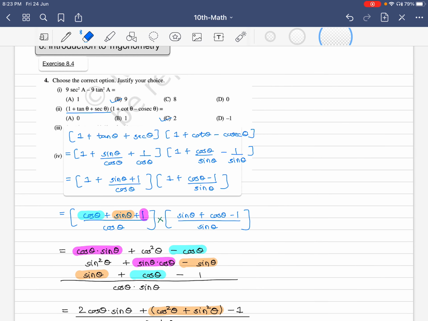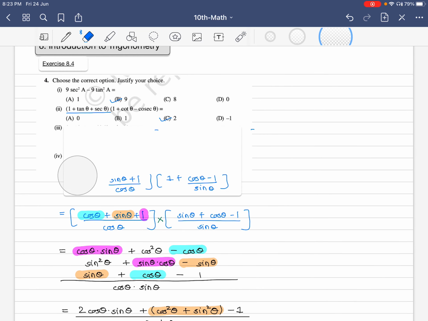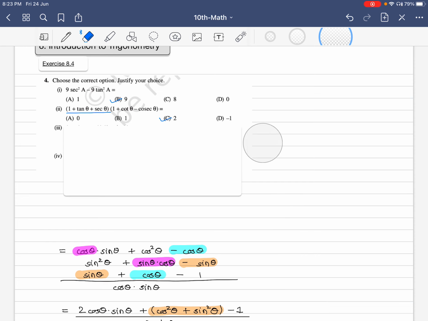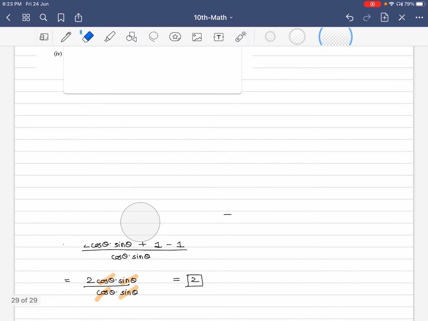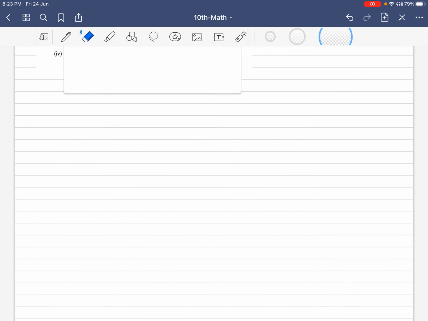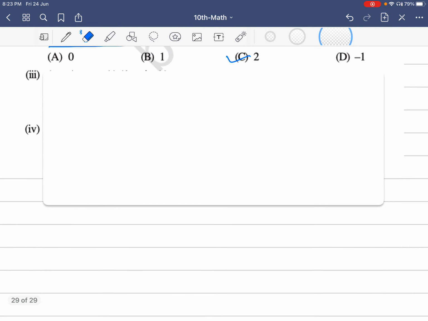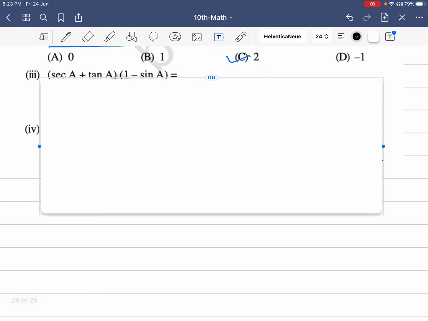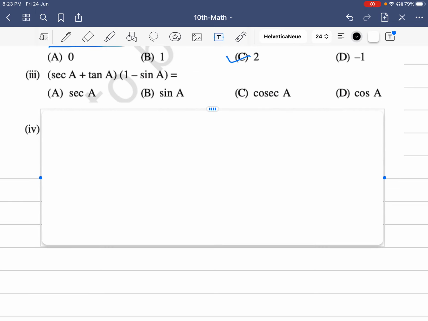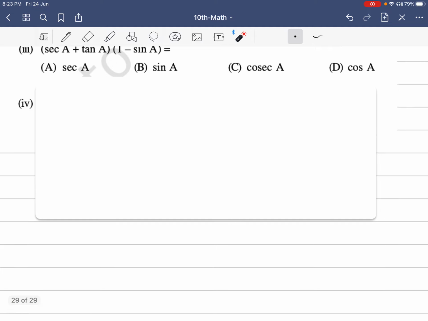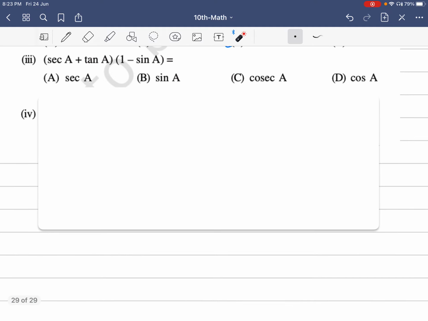So now let's erase this. And now let's come down to our problem number 3. Okay, so let me take this down. Now let's read the problem number 3. It reads, again a bracket is given, sec a plus tan a, and this is another bracket, 1 minus sin a. And if you do this multiplication, we have to say whether it's a, b, c or d.